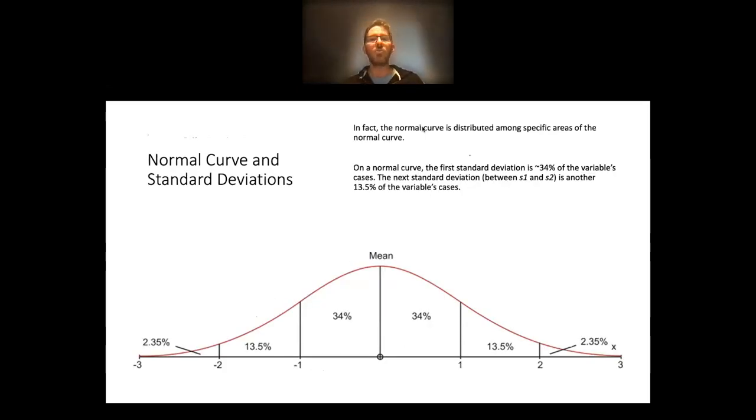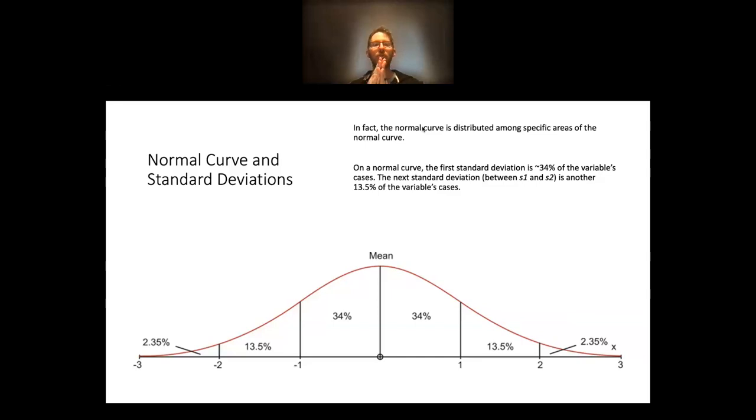So the normal curve is distributed among specific areas of standard deviation. On a normal curve, the first standard deviation is about 34% of the variable's cases. We see this on this chart. The mean is at 0 standard deviations. It's 0 because the standard deviation is measuring the values' dispersion away from the mean. So if you had cases at the mean, they would have a standard deviation of 0.